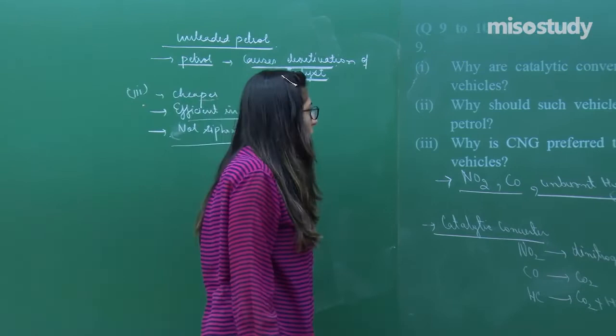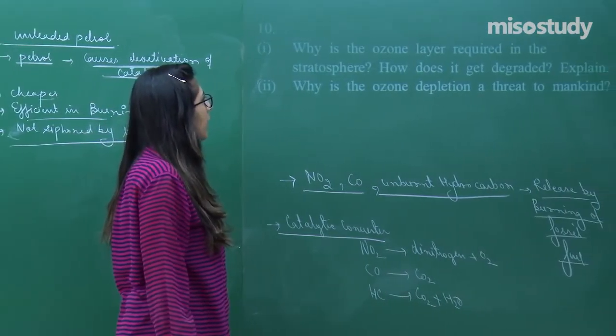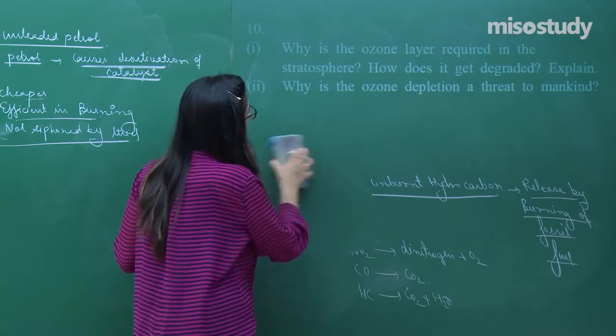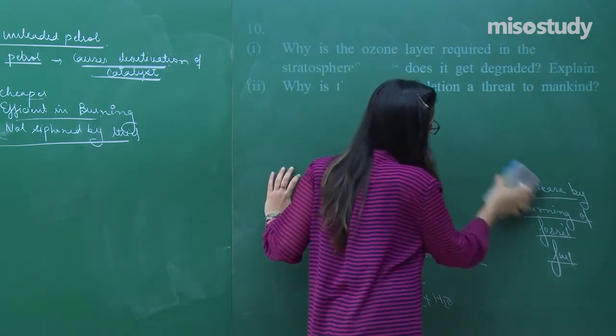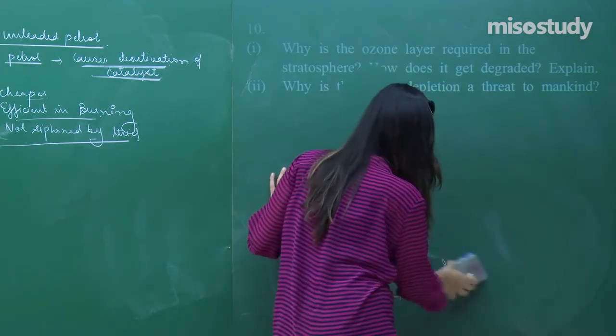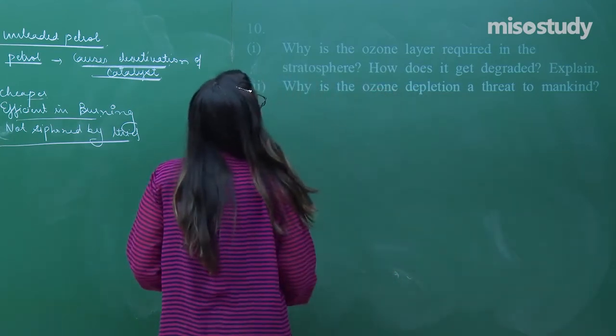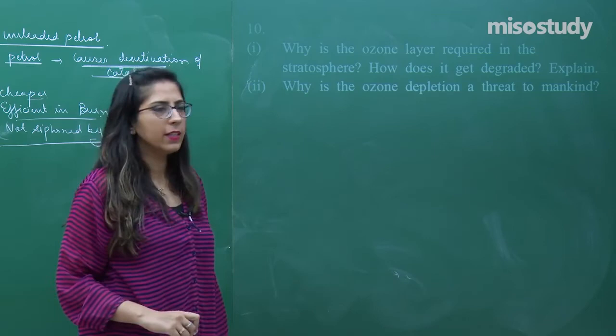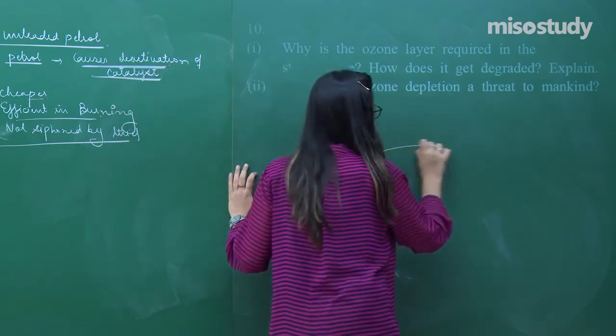Now let's move towards the next question, question number 10. Again, this question is related to the ozone layer. Why is the ozone layer required in the stratosphere? How does it get degraded? This is the earth crust.